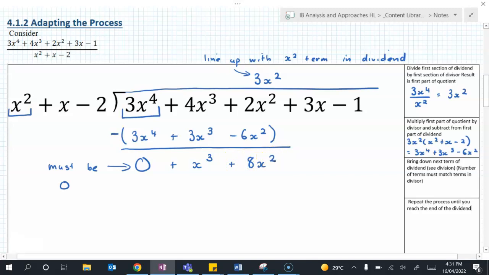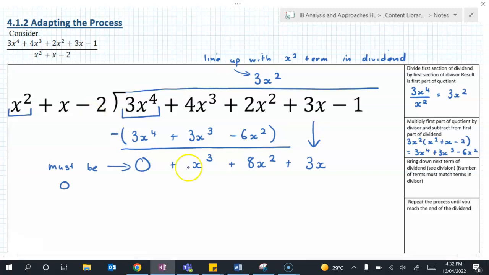Okay. Now it says bring down the next term of the dividend. I've said see the division because I'm showing that. So bring down that 3x. So the number of terms must match the number of terms in the divisor. So I've got to have 3 terms. And then I repeat the process.